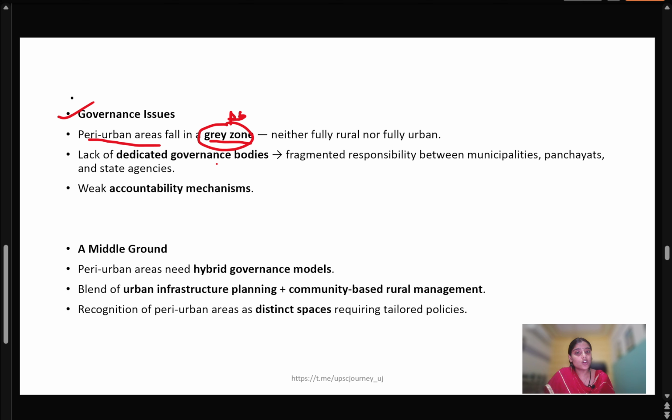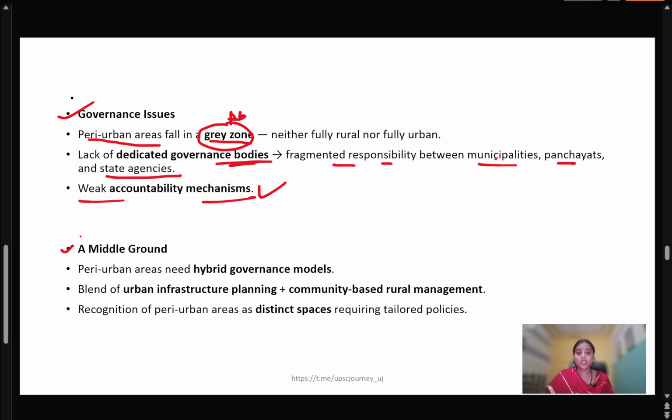Lack of dedicated governance bodies. There is fragmented responsibility between municipalities, panchayats, and state agencies. It means there is no one dedicated body that is accountable for peri-urban areas. So we need one dedicated body rather than fragmented responsibilities between municipalities, panchayats, and state agencies. And then we have a weak accountability mechanism.